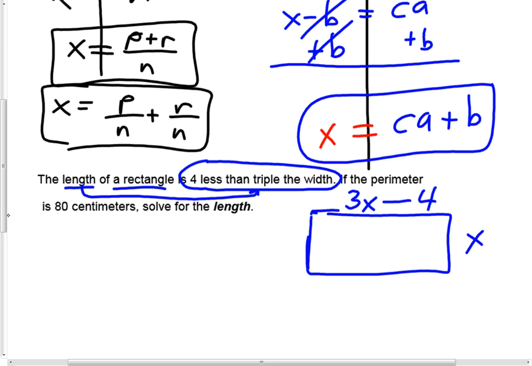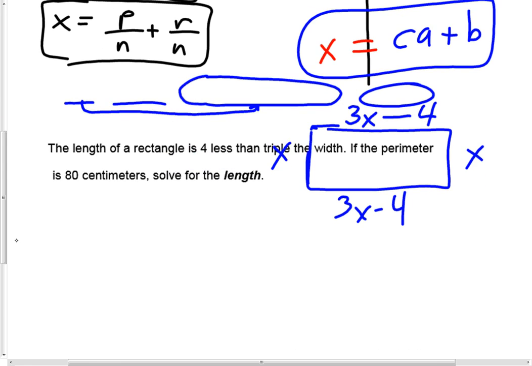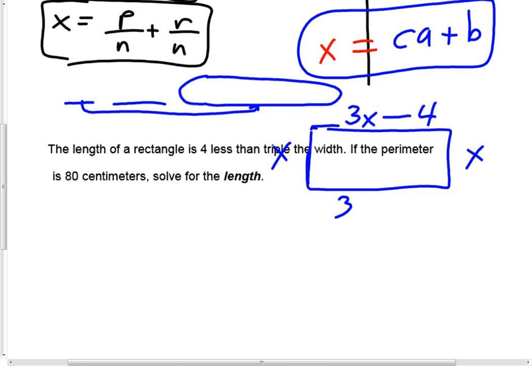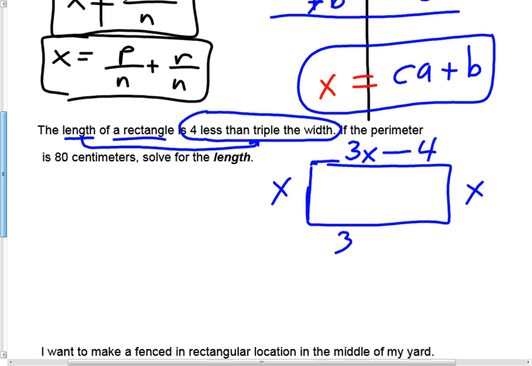If that's x, what's here? If that's 3x minus 4, what's here? What did we say you do for perimeter? You can either multiply each of these times 2, or you can just add it all together. x plus 3x minus 4 plus 3x minus 4.